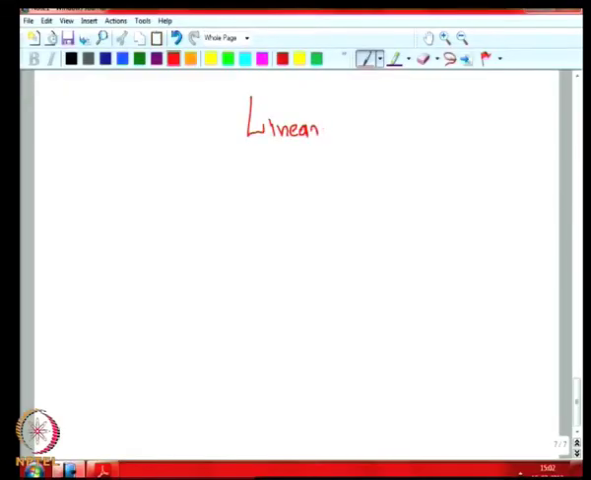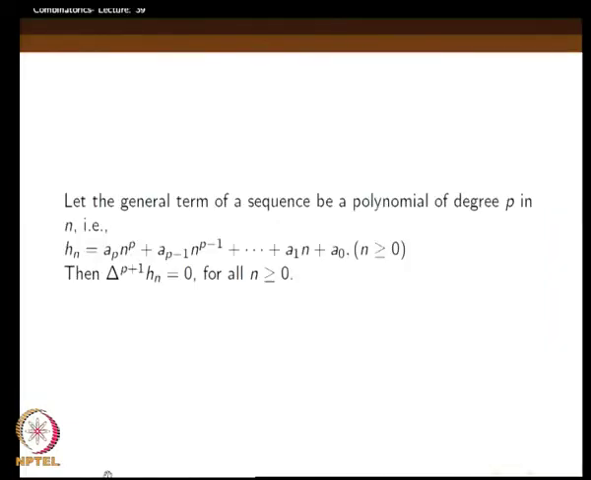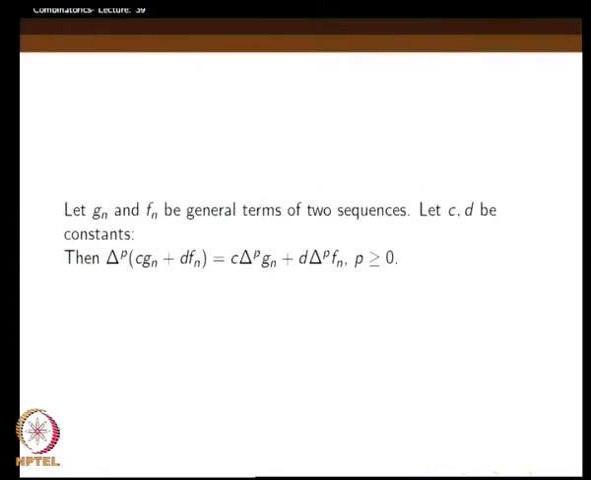Another property of the difference table is its linearity property. What is the linearity property of the difference table? This is very familiar if you have seen this kind of property before. Suppose Gn is a sequence and Fn is a sequence, that means Gn represents the general term of a sequence and Fn represents the general term of another sequence. Let C and D be constants, then delta P of C times Gn plus D times Fn is equal to C times delta P of Gn plus D times delta P of Fn, for P greater than or equal to 0.